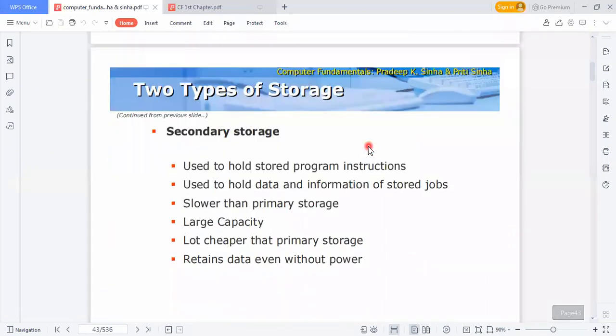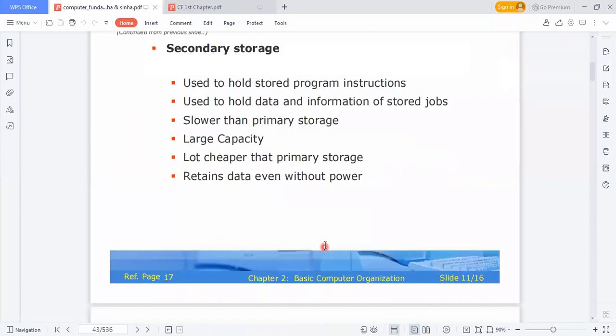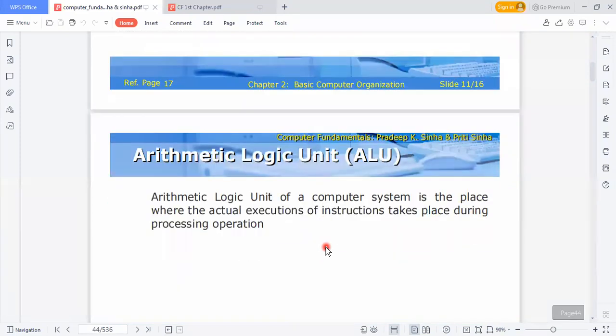Now the other storage, secondary storage, is used to hold stored programs and instructions. That means hardware, hard disk, CD or DVD, etc. are secondary storage, used to hold data and information of stored jobs. It is slower than primary storage, has large capacity, is a lot cheaper, and retains data even without power. So that means we can store any data.